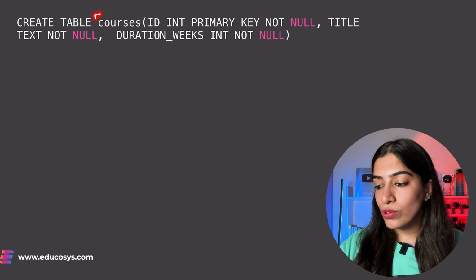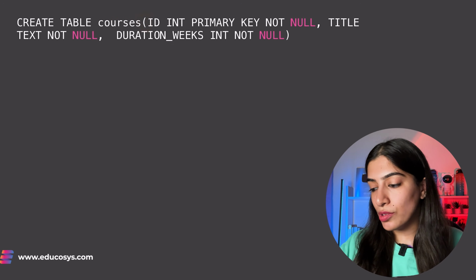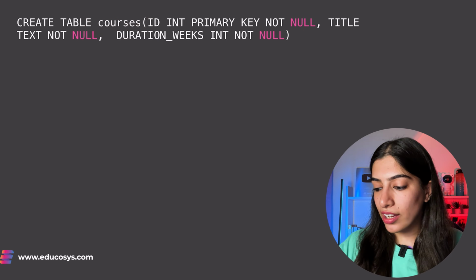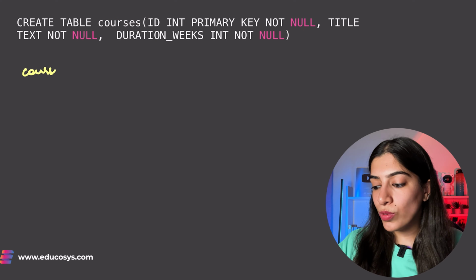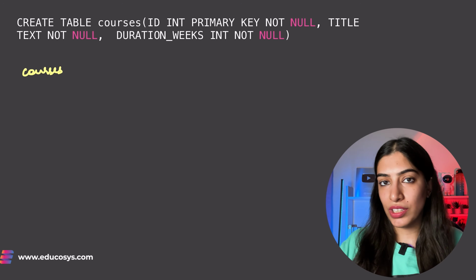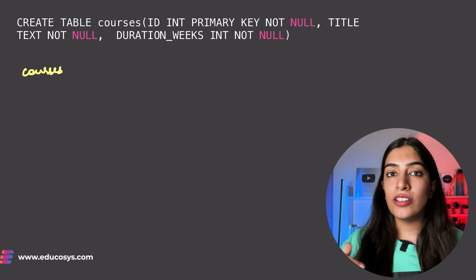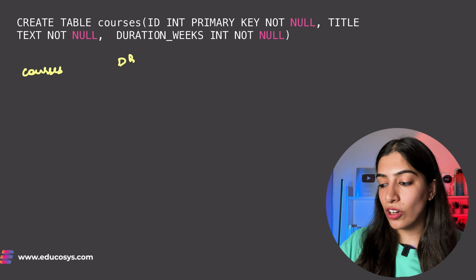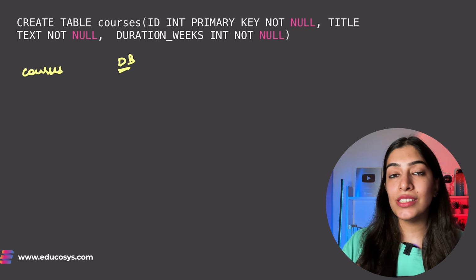Then when we come across the starting of the bracket, we know that we have our table name now. So what is the table name in our case? It is courses. So we know that we are supposed to create a table with the name courses. The first thing that we are supposed to do is make sure that in whatever DB we have right now, there is no table or index with the same name.